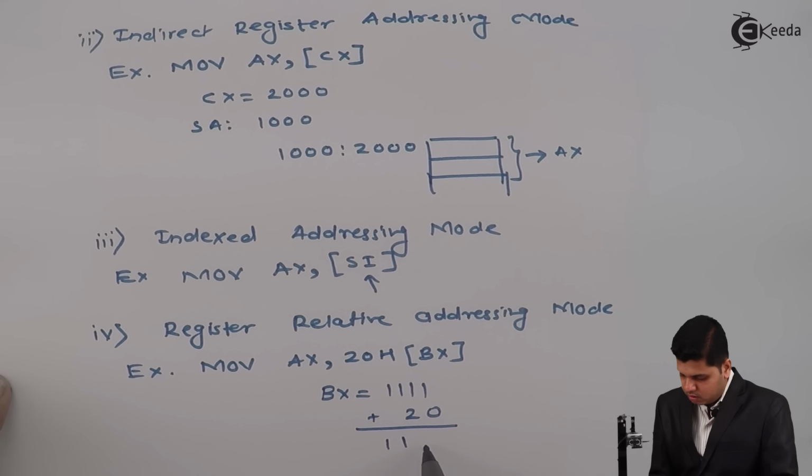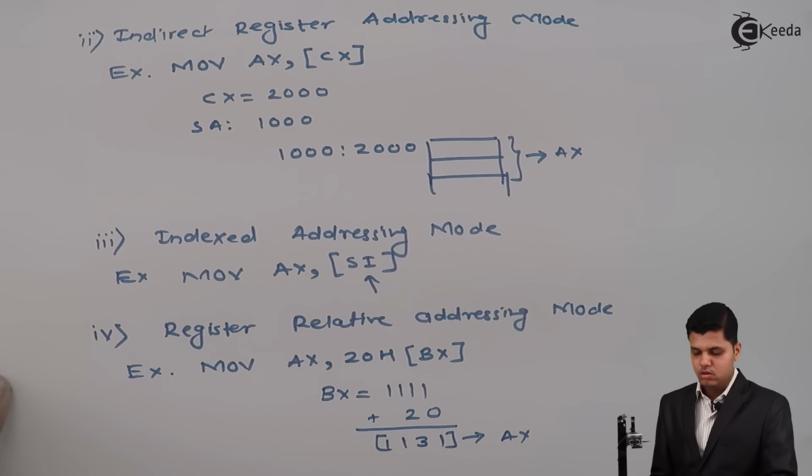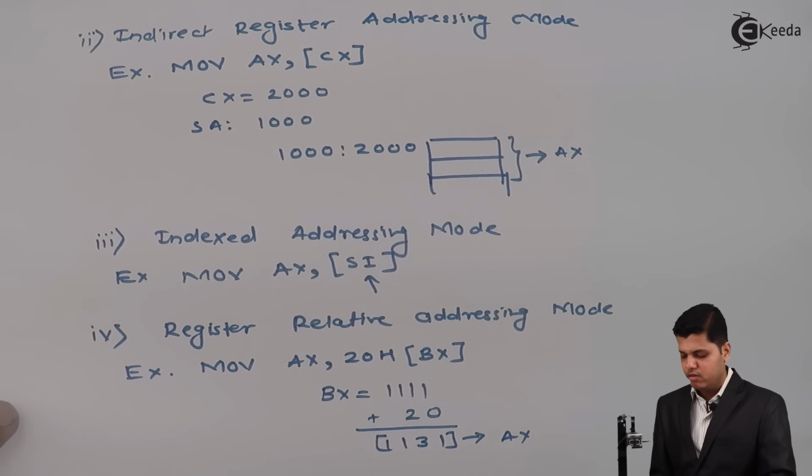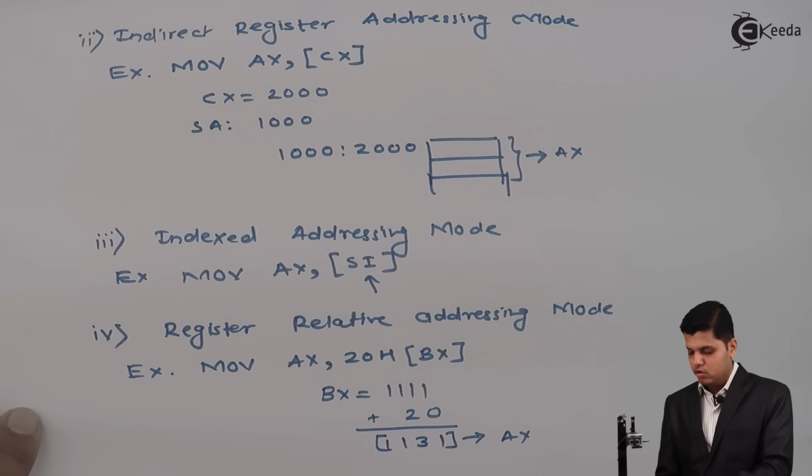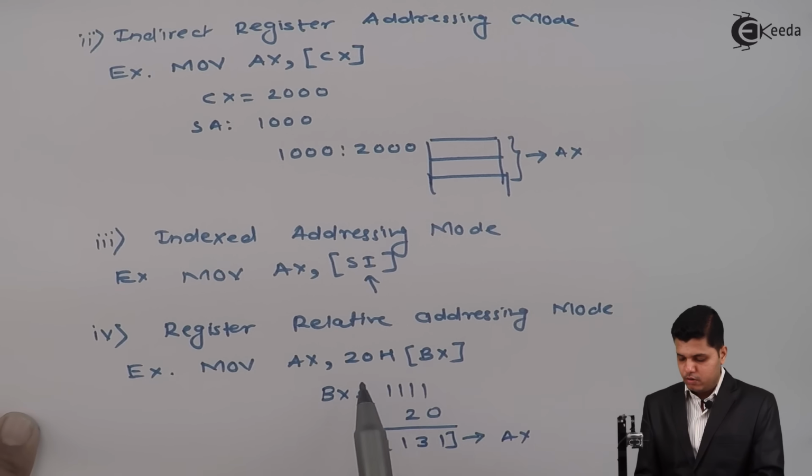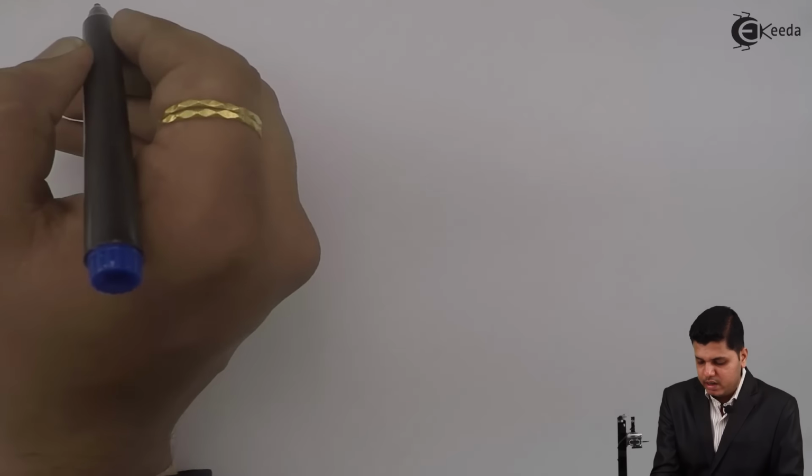So 1131 will be the new address from where the contents will be forwarded to the AX register. So this is the register relative addressing mode. Relative to this BX, 20 locations are being considered, and from that the contents will be forwarded to the AX register. Now the next is base index addressing mode.